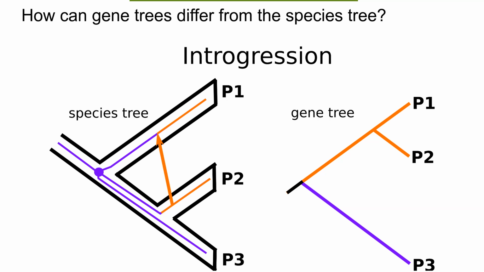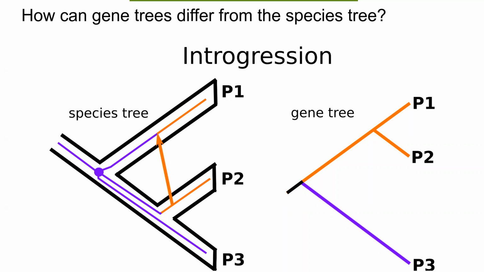P3 ends up with the purple version, but at the base of the P2 lineage, there's a mutation that gives rise to the orange version. And then subsequently, that hybridizes with the P1 lineage, which at that time has the purple version, and then loses the purple version and you get the orange version. And in that case, you also get discordance between the gene tree and the species tree. So these are the two big ways that this can happen.